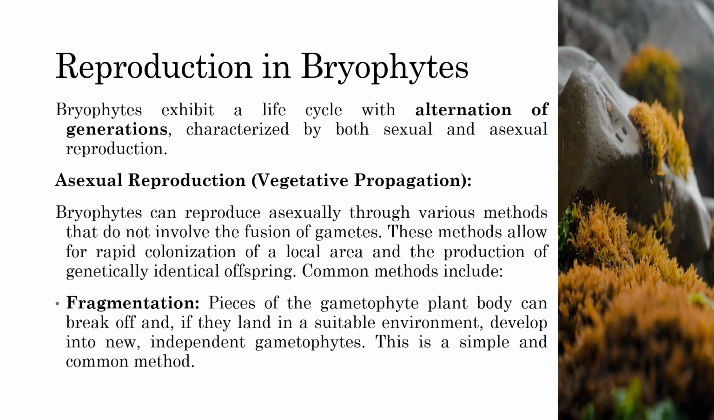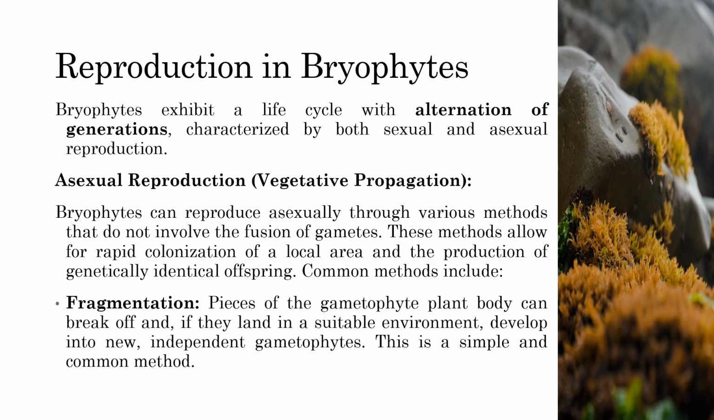Bryophytes can reproduce asexually through various methods that do not involve the fusion of gametes. These methods allow for rapid colonization in a local area and produce genetically identical offspring. Genetically identical offspring play a major role in surviving in a local environment. There are different types of asexual reproduction.